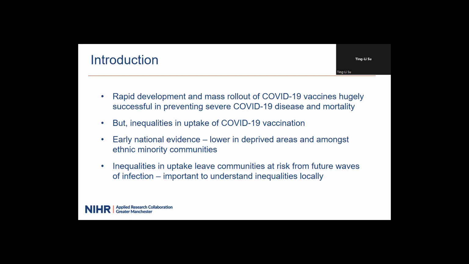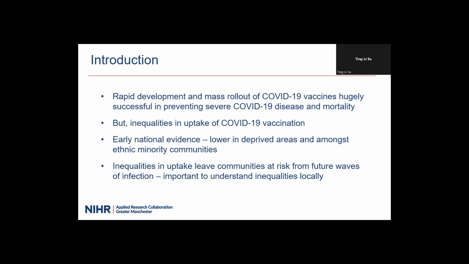So relatively early on, it became clear from national evidence that the uptake seemed to be lower in more deprived areas and amongst some ethnic minority communities. And of course, that was also of particular concern because that was also where, in the first waves before vaccination was available, we were already seeing higher mortality. So this looked like it could be going to stack inequality on top of inequality.